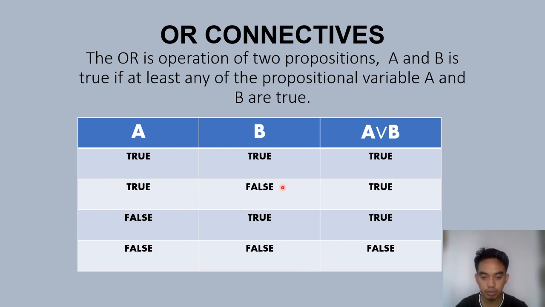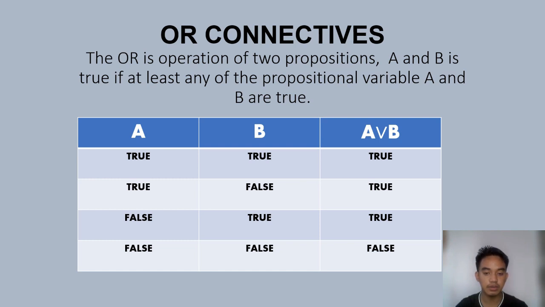If A and B are true, true, the propositional value is true. If A and B are true, false, the propositional value is true. If A and B are false, true, the value is true. And if false, false, the propositional value is false. And that's how the OR connective works, or the example table of the OR connective.